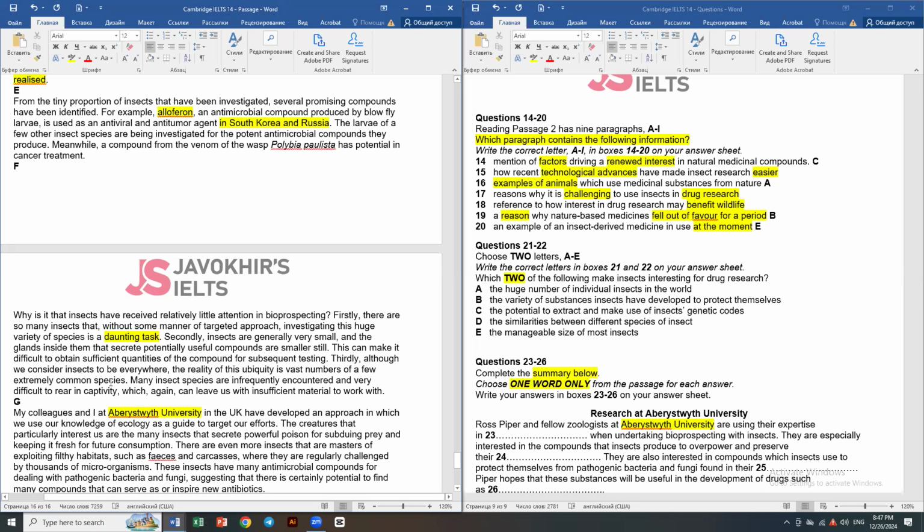Thirdly, although we consider insects to be everywhere, the reality of this ubiquity is vast numbers of a few extremely common species. Many insect species are infrequently encountered and very difficult to rear in captivity, which again can leave us with insufficient material to work with. So these are the challenges. Now you can say that question 17 is F. So the key reasons: reason number 1, reason number 2, reason number 3. There you go. All right.